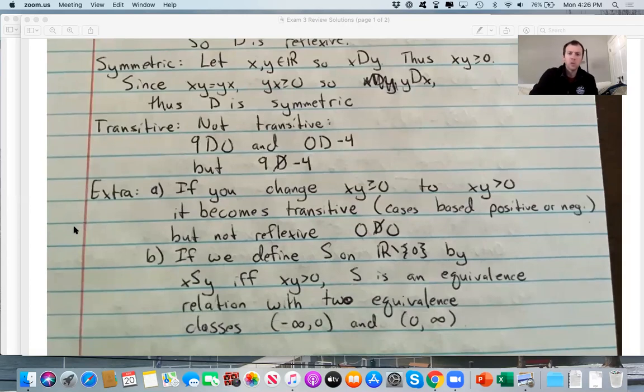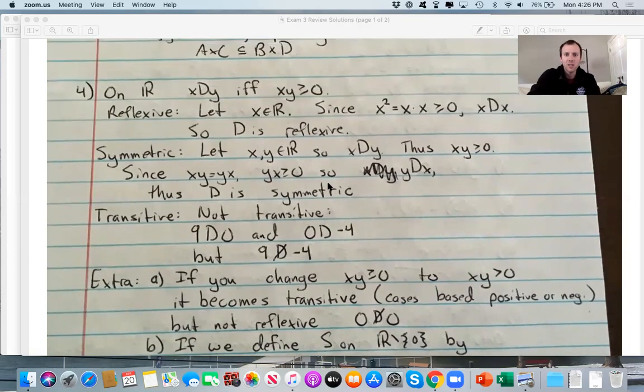Just a couple extra facts which weren't included in there, but could be good more practice with this example. If you take the definition and change less than or equal to or greater than or equal to just greater than, it becomes transitive. And the proof that we had, you can make it work. Because if the product is greater than 0, the two numbers can't be 0. So you can make that proof work.